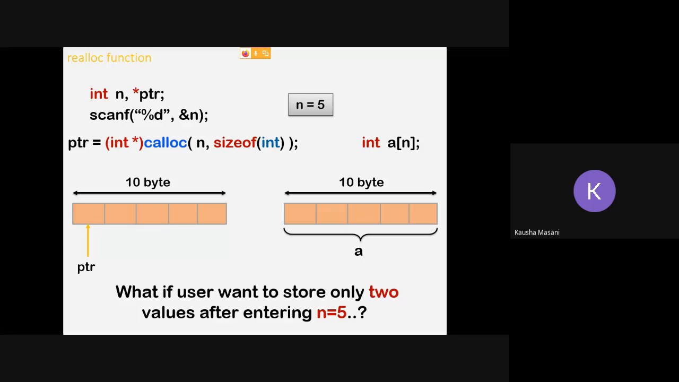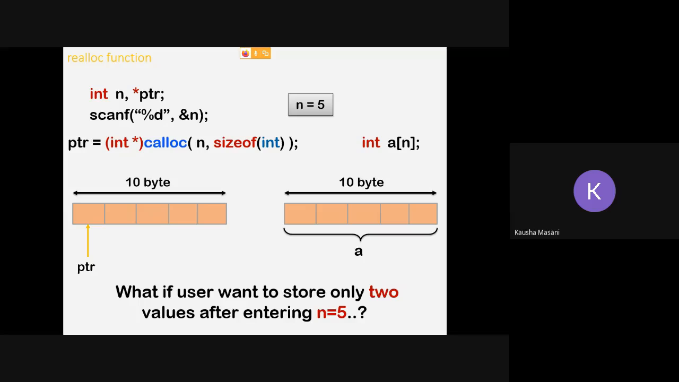So let's say the user is storing only two values, as mentioned in the question. The user is entering only two values, even though you have given the user the privilege to enter 5 values, and he himself has chosen that he wants to add 5 values. But after entering that, he is just storing two values. So what about those 3?